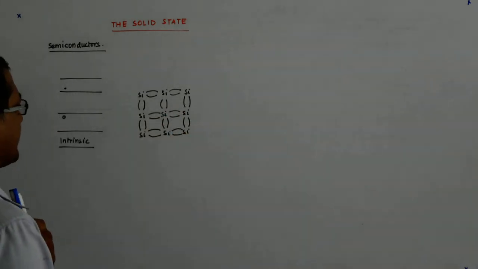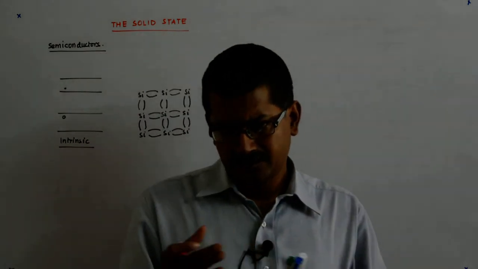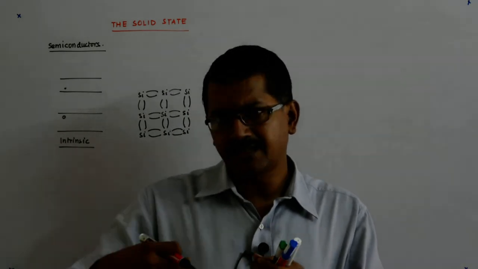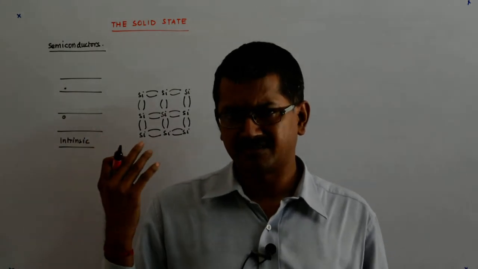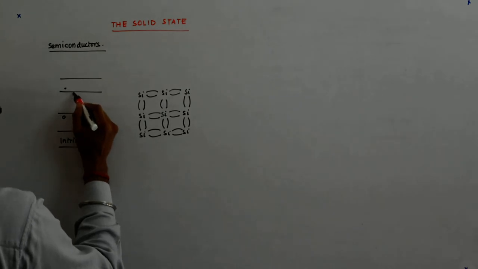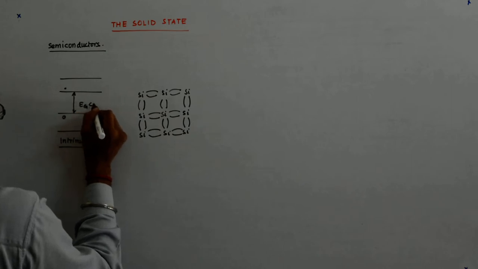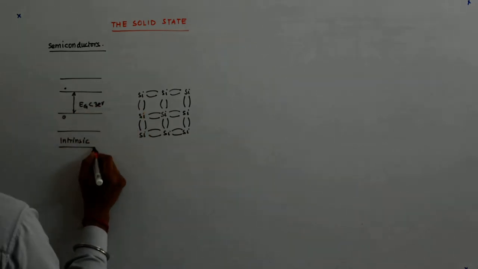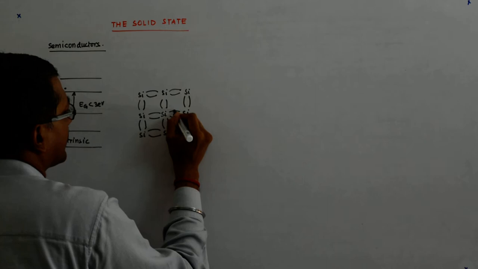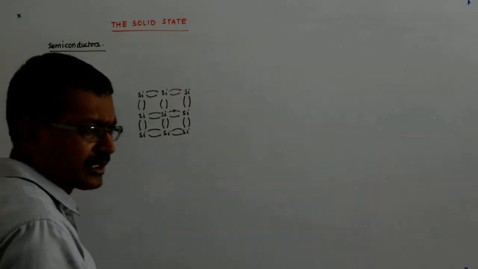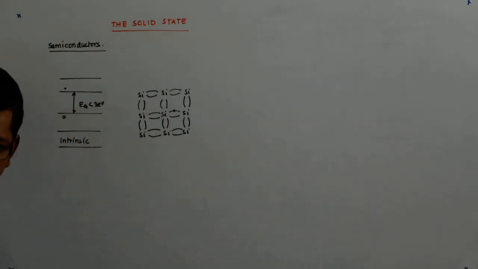Fine. Now what happens? I am talking about one of the valence band electrons that is actually used in the bonding. It has found some energy, say 2.2 electron volt of energy. It should be less than 3 electron volt for it to qualify as a semiconductor. So this EG is less than 3 electron volts. It kicks off from here and goes to the conduction band. That means it is no longer bonded to the atoms between which it was being shared.